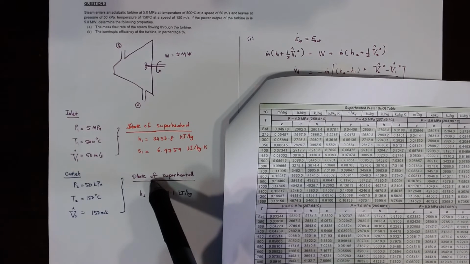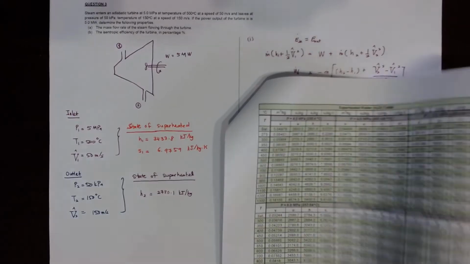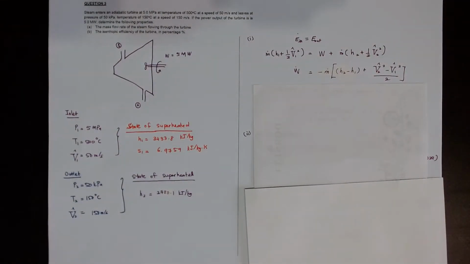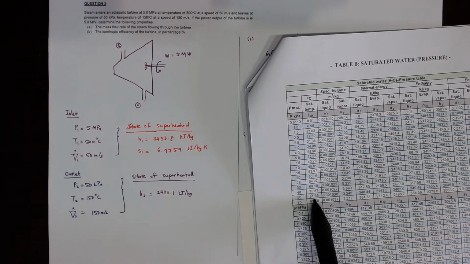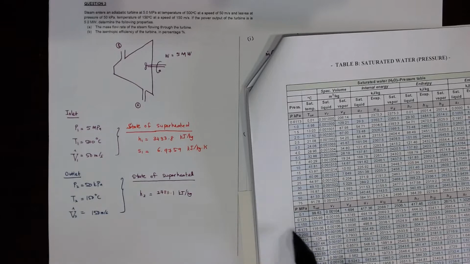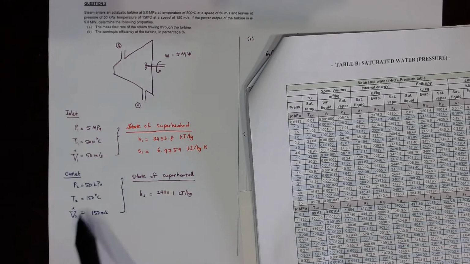So what is the state? Here it is already written superheated. So how do we know that it is superheated? Go back to the table. The saturation temperature at 50 kilopascal is 81.33, and this one is 150. Yes, it is superheated. In that case, we can find the values at 50 kilopascal, 150 degrees Celsius.